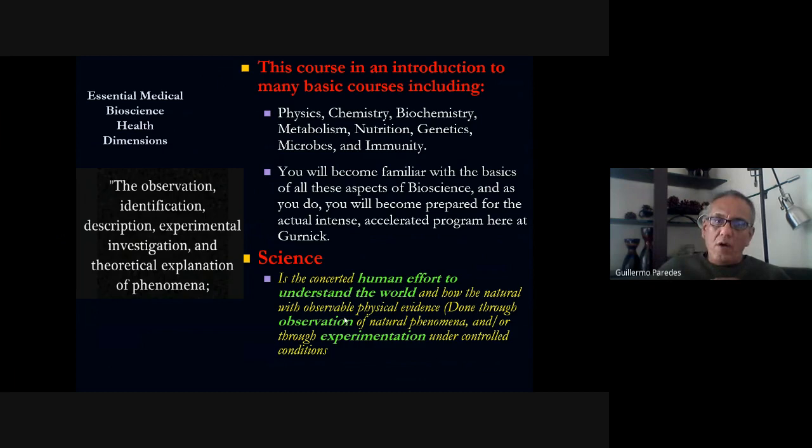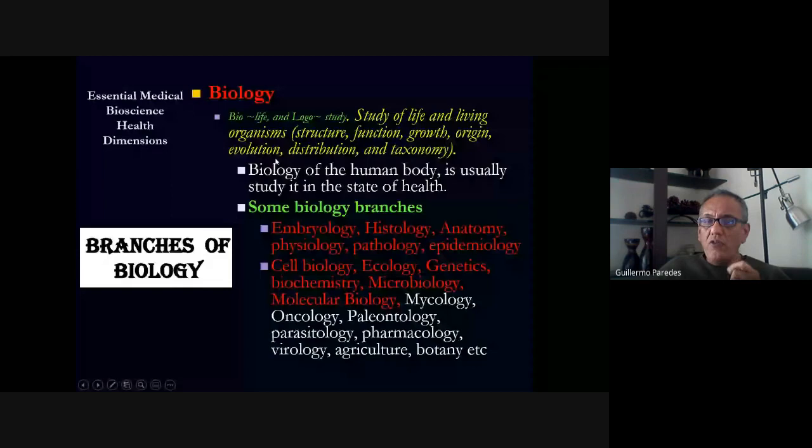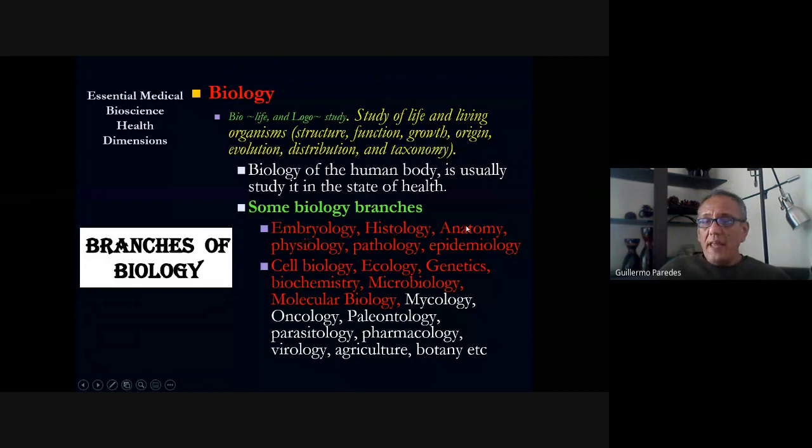All right, so in science we have different components. We have biology branches. We have embryology, histology. We will talk about embryology a little bit in this program. Histology, cells, anatomy, of course, physiology, pathology, epidemiology, the study of disease in a population. We are going to cover cell biology. Ecology, not so much. Genetics, we are going to talk about in this bioscience. Biochemistry, we are going to talk a lot about the metabolism of carbohydrates, fats, and proteins. Microbiology, we are going to talk about that in this course too.